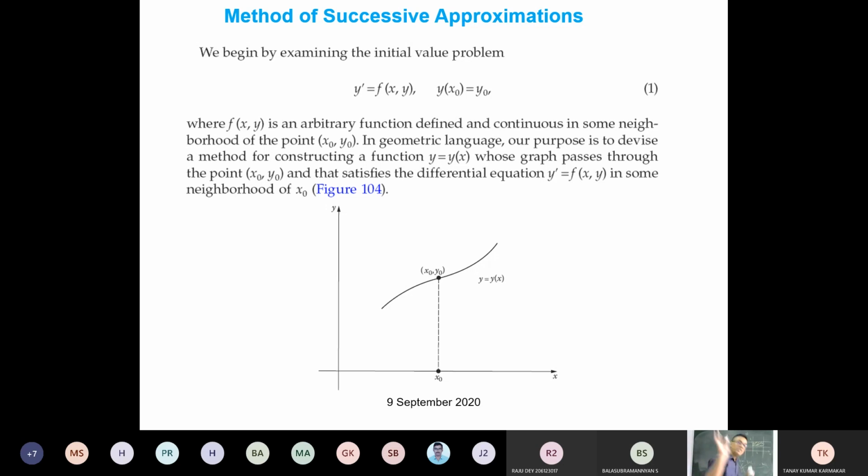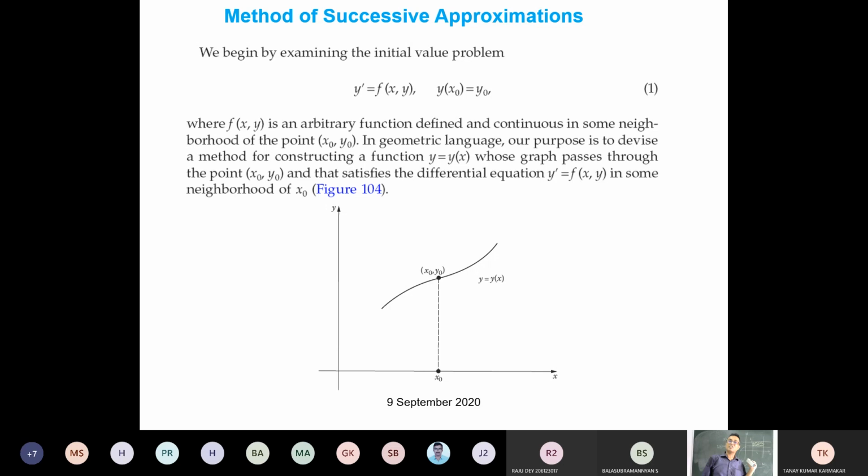Fine. So in order to do that, what Picard did, since I already have this initial condition, why not choose y0 of x to be simply equal to y0. Although I am using the same symbol, this is a function. That means it is going to give me a curve, not a solution curve. It is going to give me a curve.